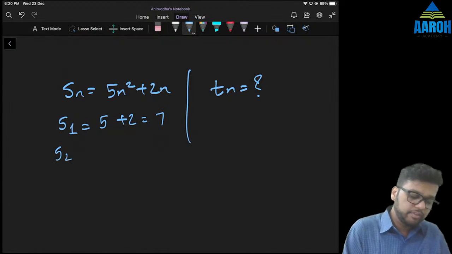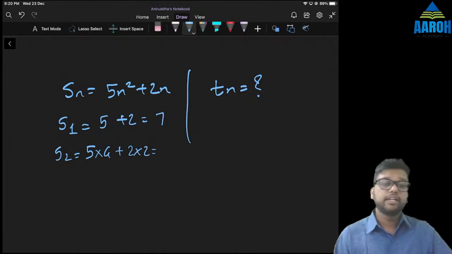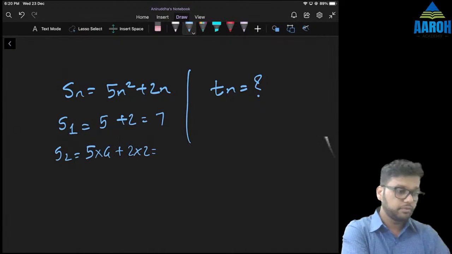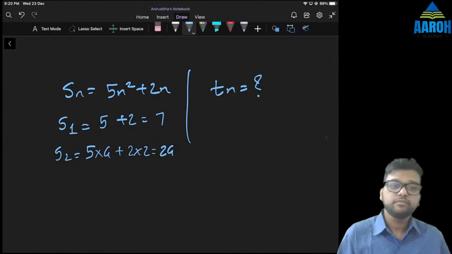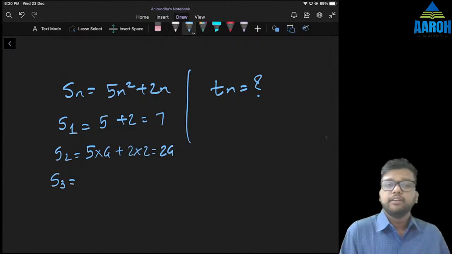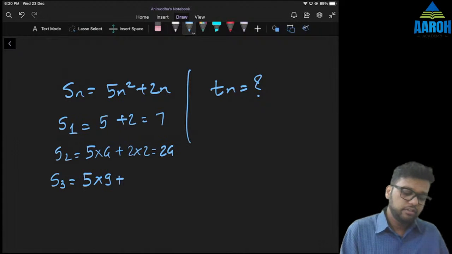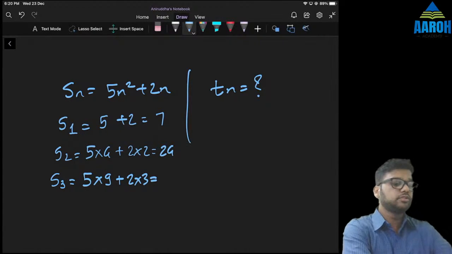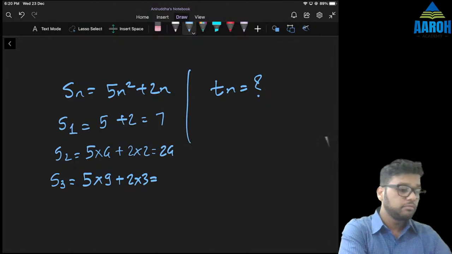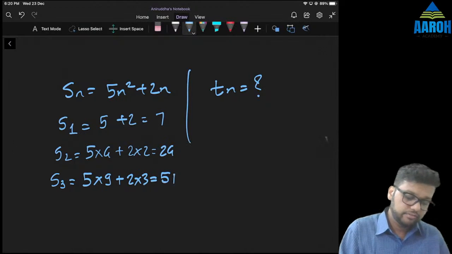Then the sum of two terms will be 5 into 2 square, 4, plus 2 into 2. That is what? 5 into 4 plus 4, which is 24. If we put S3, the sum of 3 terms, that will be 5 into 3 square, 9, plus 2 into 3, 6. So 5 into 9, 45, plus 6, that is 51.